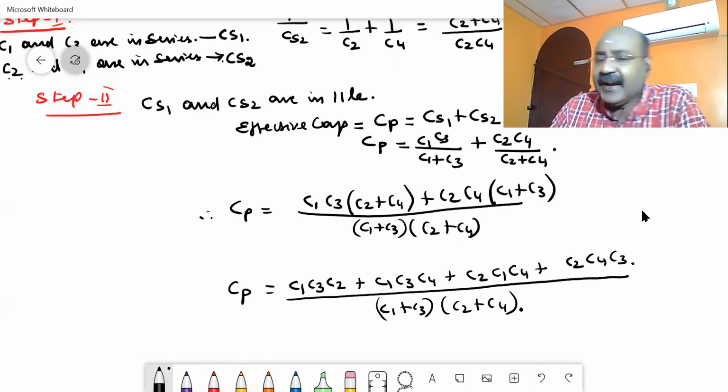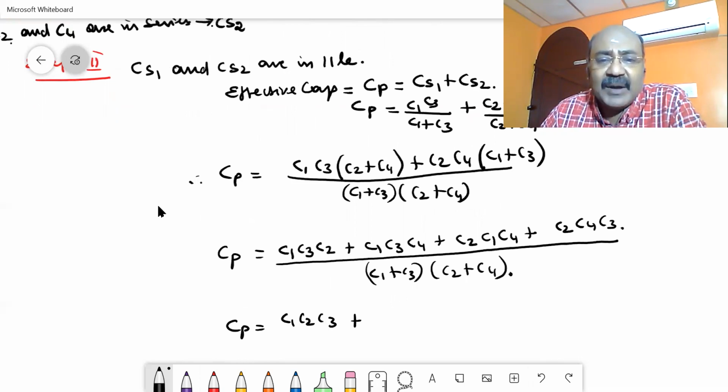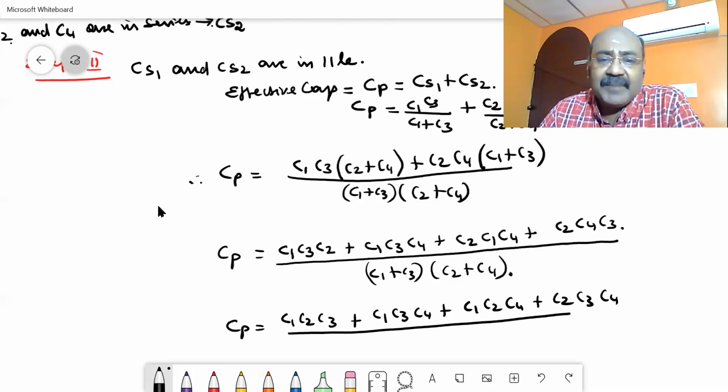So you can write this in an order. Simplification matters here. Nothing, no physics. Here it is mathematics. Cp equals C1, C2, C3 plus C1, C3, C4 plus C1, C2, C4 plus C2, C3, C4, whole divided by C1 plus C3 multiplied with C2 plus C4.